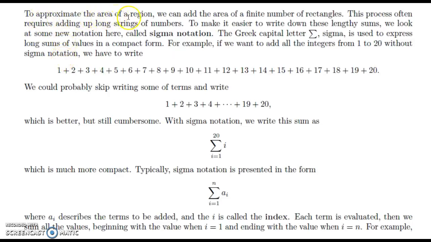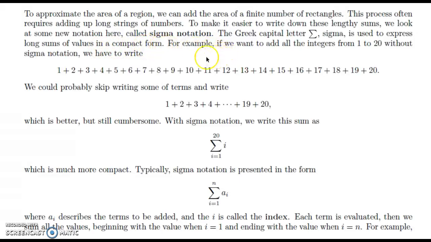To approximate the area of a region, we can add the area of a finite number of rectangles. This process often requires adding up a long string of numbers. To make it easier to write down these lengthy sums, we look at some new notation called sigma notation. The Greek capital letter sigma is used to express a long sum of values in a compact form.